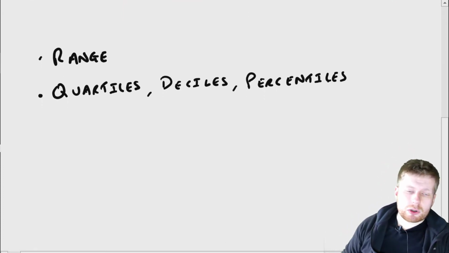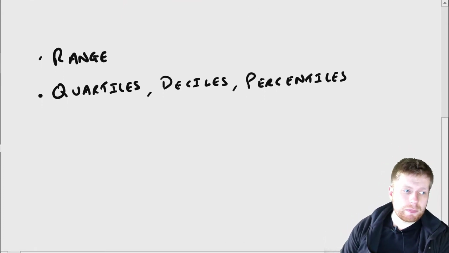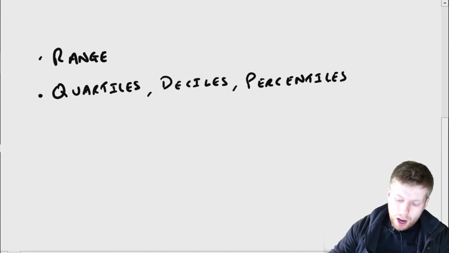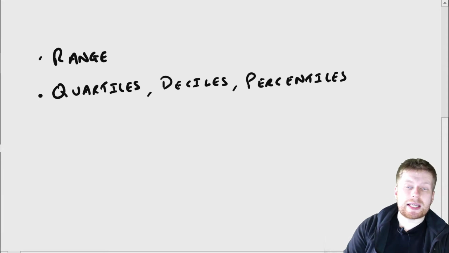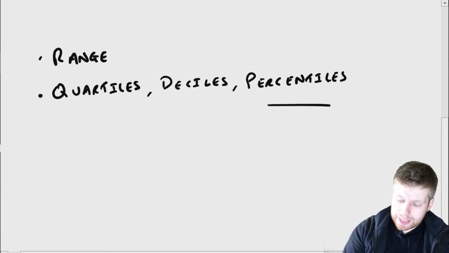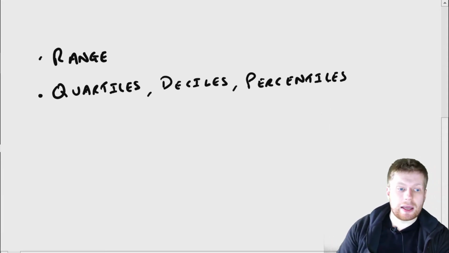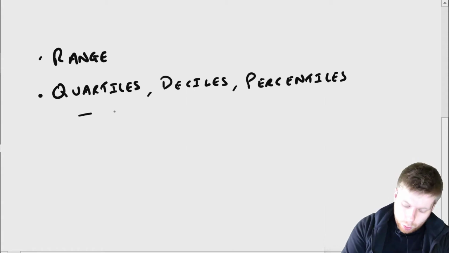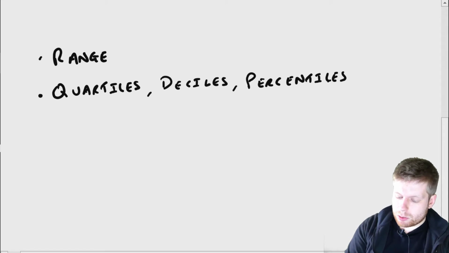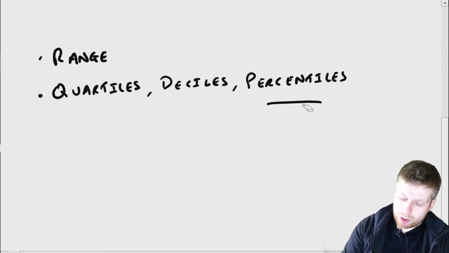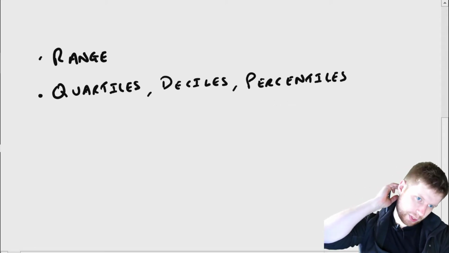So we have a couple of different measures of spread already. We've got range, which looks at the difference between the highest and the lowest value. And we've also got quartiles. I've also put some more here. Deciles is if you want to split the data up into 10 equal parts, and percentiles if you want to split the data up into 100 equal parts. So quartiles split the data into 4 equal parts, deciles into 10, and percentiles into 100.